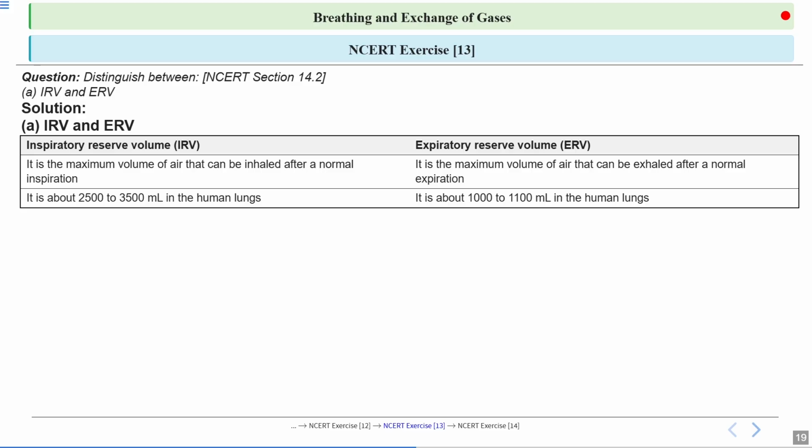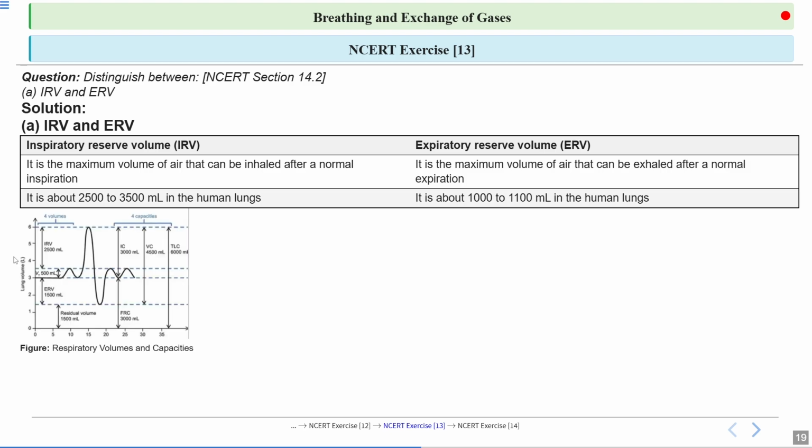What is expiratory reserve volume? It is the maximum volume of air that can be exhaled after normal expiration. It is around 1000 ml to 1100 ml in the human lungs. So this is the difference between the IRV and ERV. Okay.